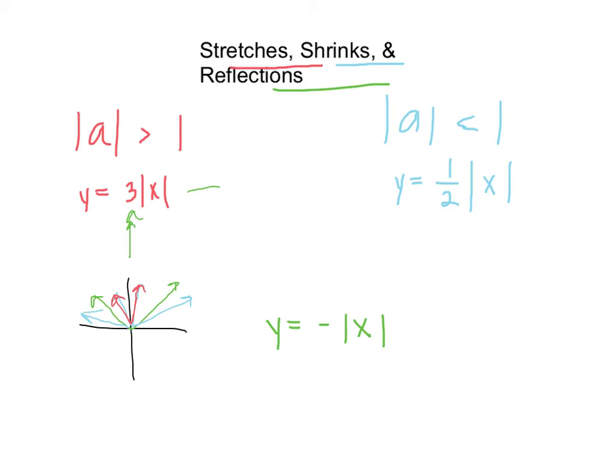Now a reflection, so once again we have our parent graph here. Our reflection will be the negative of, well, okay, I'll explain it this way. If we have a value of 5 as our x, then y is the negative absolute value, so it will be reflected over the x-axis and be here.